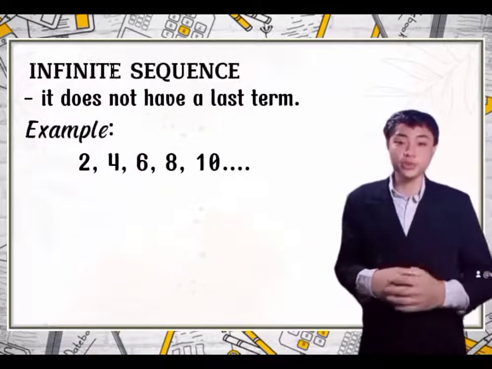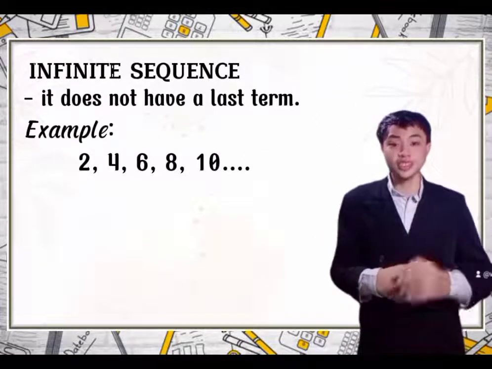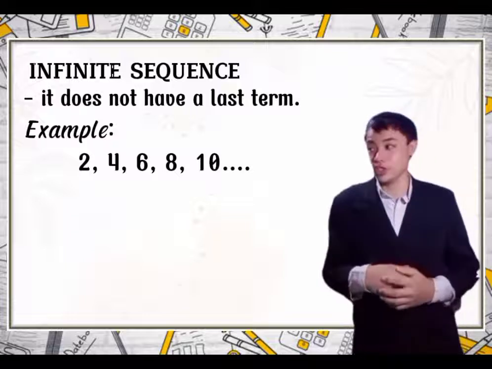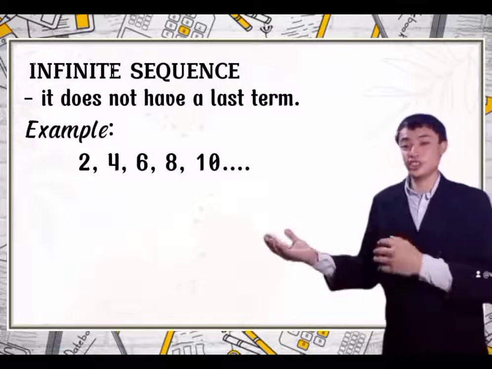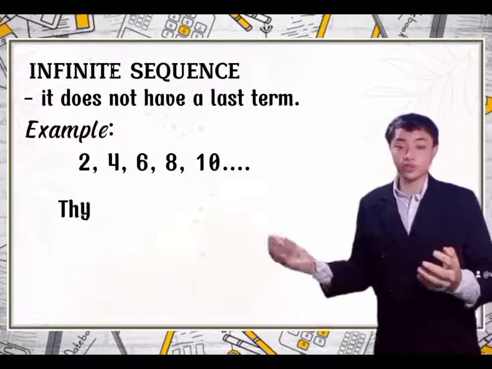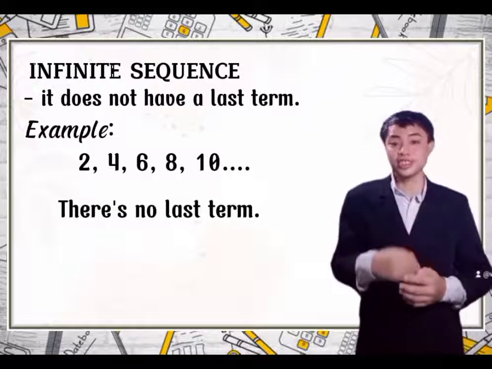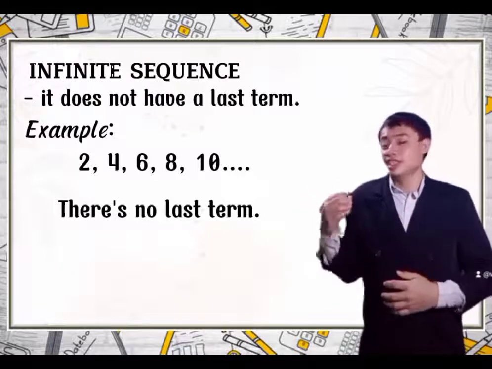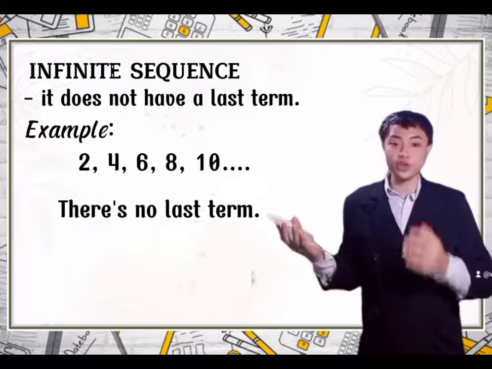On the other hand, when we say infinite, it means it does not have a last term. For example, 2, 4, 6, 8, 10, and so on. So there's no last term. The dots there mean that the sequence goes on forever.